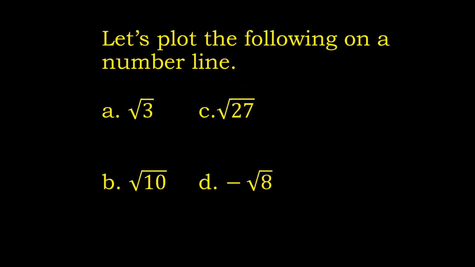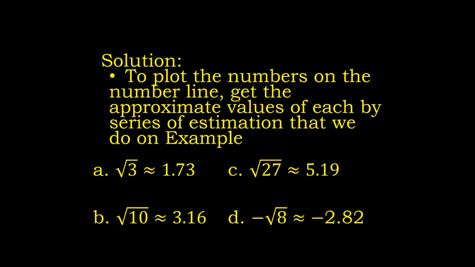This time, let's plot the following on the number line. We're going to plot the square root of 3, the square root of 10, the square root of 27, and negative the square root of 8. Solution. To plot the numbers on the number line, get the approximate value of each by the series of estimation that we did in the examples. Letter A, the approximate value of the square root of 3 is 1.73. The approximate value of the square root of 10 is 3.16. The approximate value of the square root of 27 is 5.19. And letter D, the approximate value of negative the square root of 8 is negative 2.82.